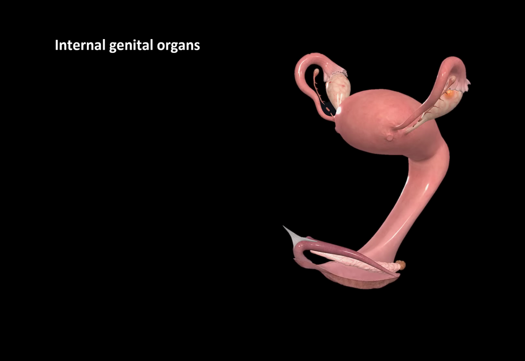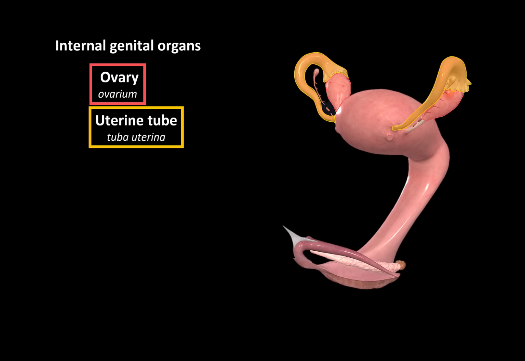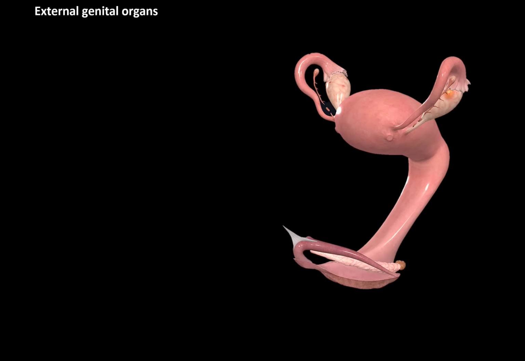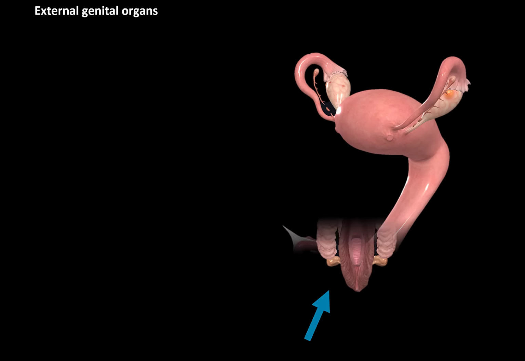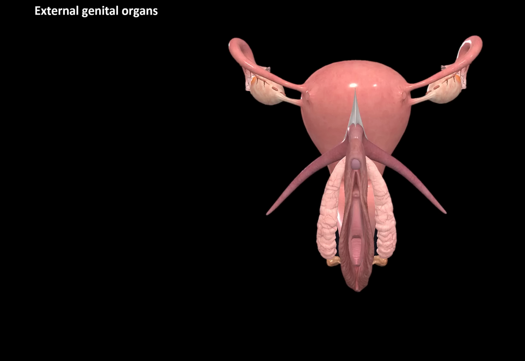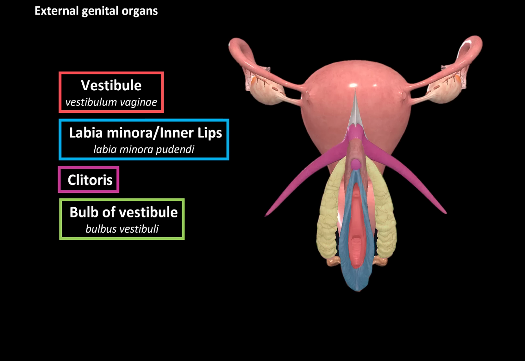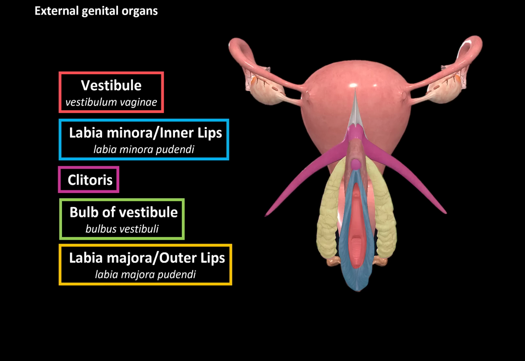Awesome. So now we've gone through the ovaries, we've gone through the uterine tubes and the uterus, and the vagina. All of these are considered the internal genital organs. Let's now go through the external genital organs. They're pretty straightforward. So let's look at this model from this perspective. The external genital organs consist of a vestibule, labia minora, the clitoris, bulb of the vestibule and its associated glands, and the labia majora or the outer lips.